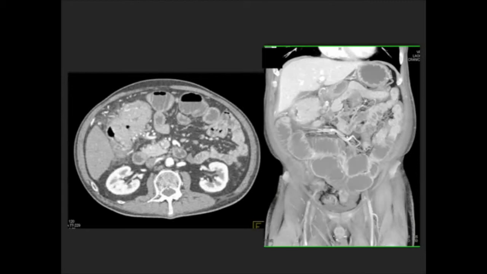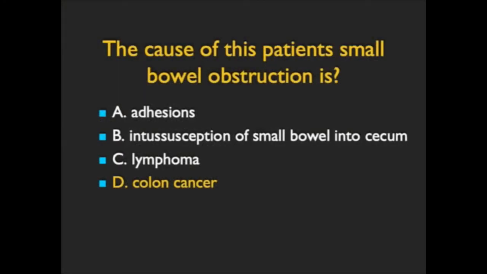Unfortunately for this patient, it's not a case of adhesions and it's not intussusception. It could be lymphoma. I guess that's a possibility. Lymphoma, I have seen infiltration of the large bowel. I have seen terminal ileum lymphoma with intussusception into the large bowel. But this is not an intussusception. This is a solid mass. And most likely, and this was in fact an adenocarcinoma of the patient's hepatic flexure. Just a beautiful example.